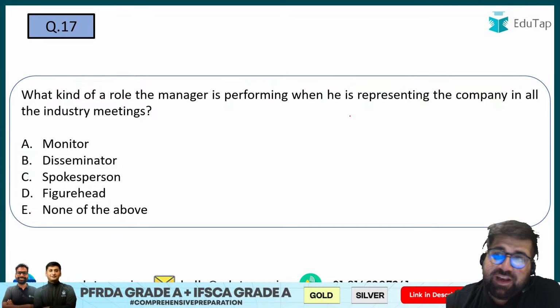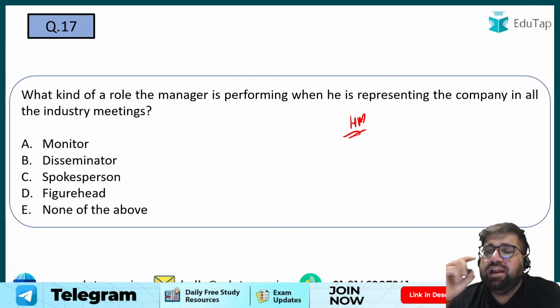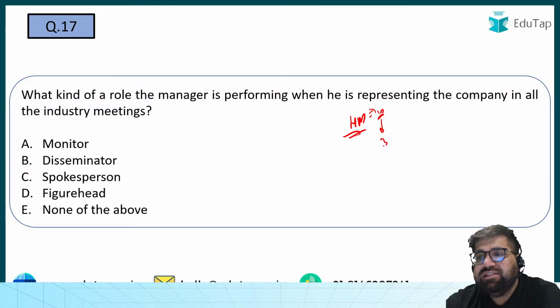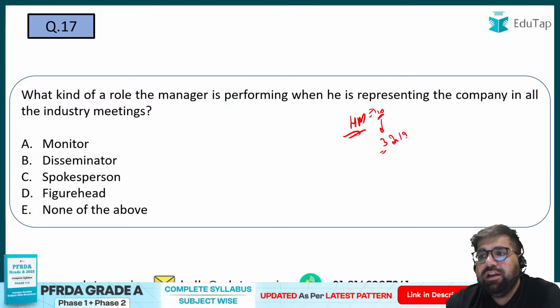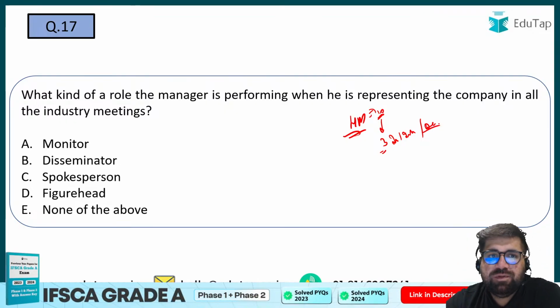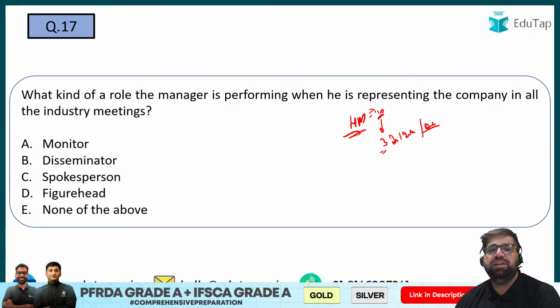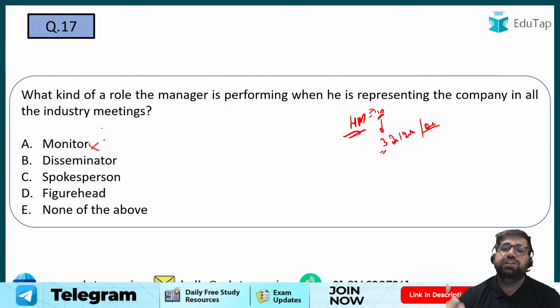What kind of role is a manager performing when he is representing the company in all the industry meetings? A very important topic in your management is Henry Mintzberg's 10 roles of the manager, which are categorized in 3 categories: interpersonal, informational, and decisional. Okay, question number 17. What kind of role is the manager performing when he is representing the company in all the industry meetings? Monitor cannot be the answer, because in monitor you try to gather the information.